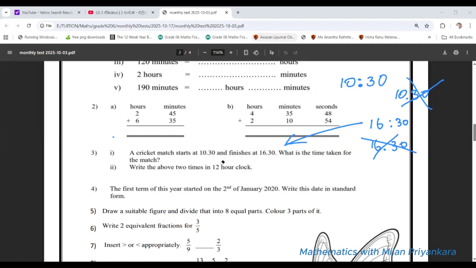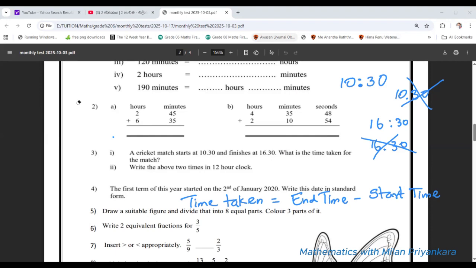And now I will explain how to answer this question. I have a simple formula for time taken, right? The time taken for any event is equal to the end time minus start time. Right, this is always true. You can always use this formula. This is very simple. So let's subtract the start time from the end time, right?